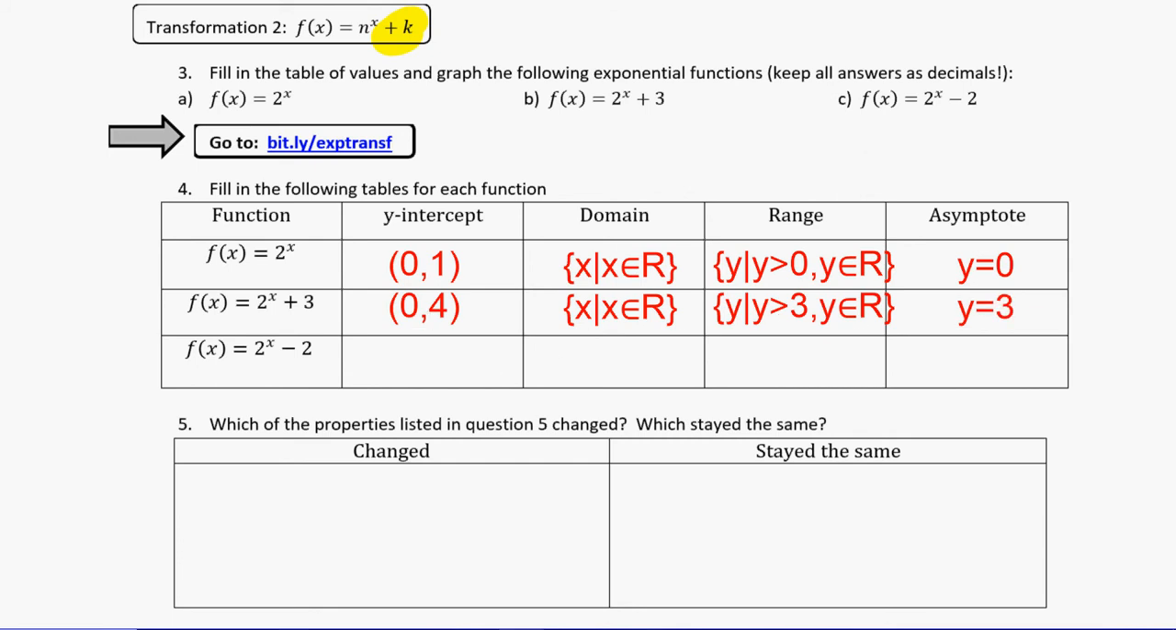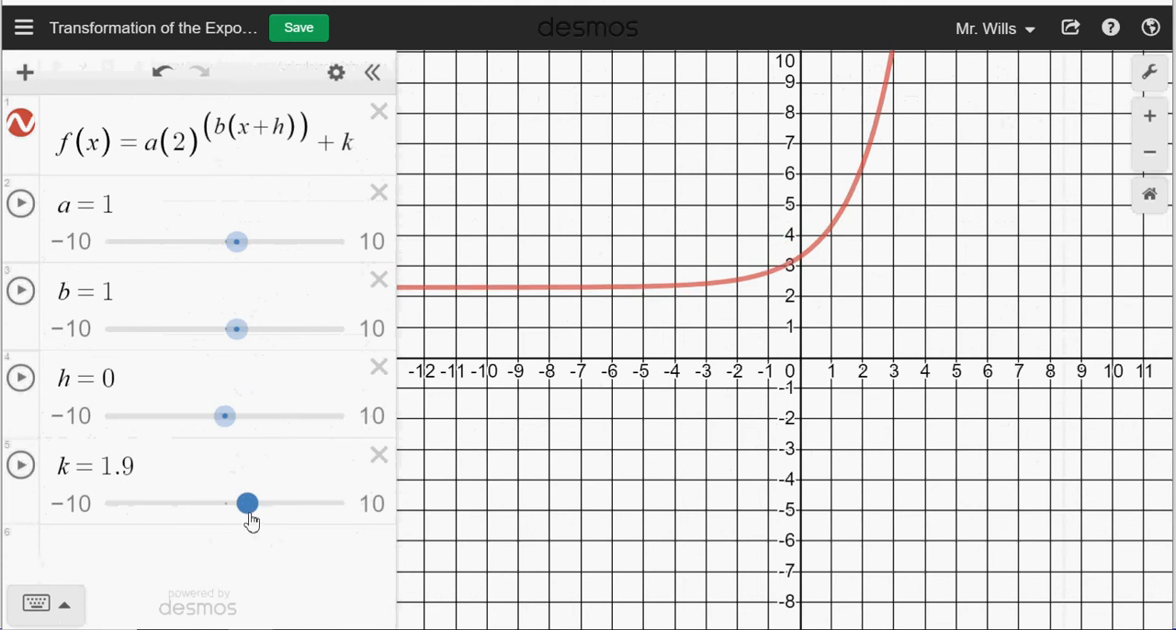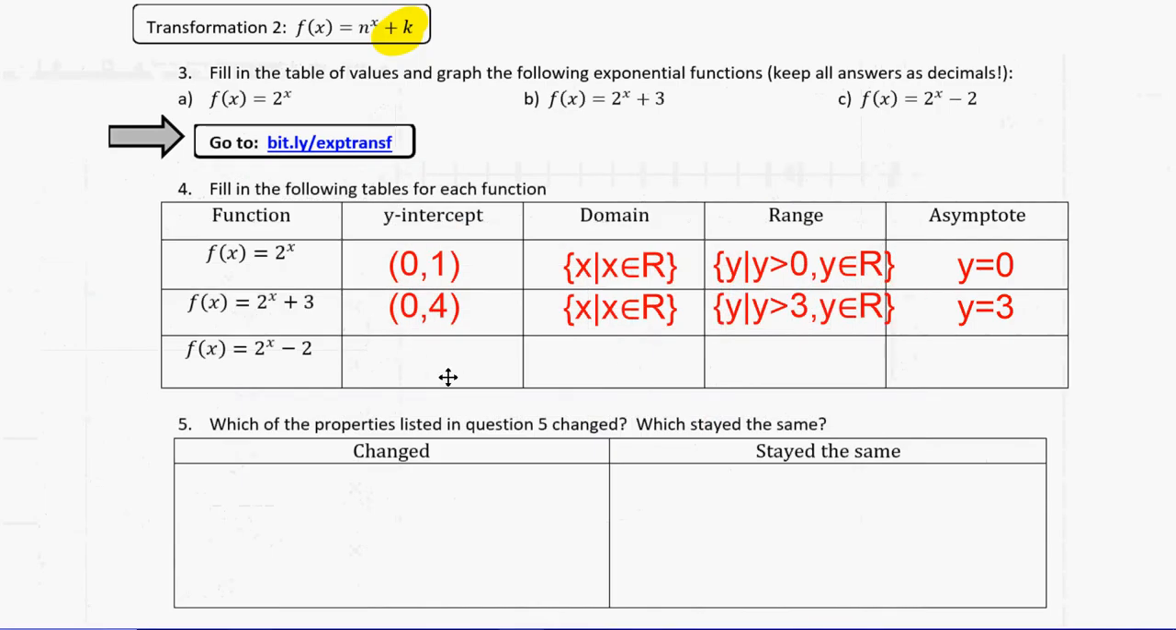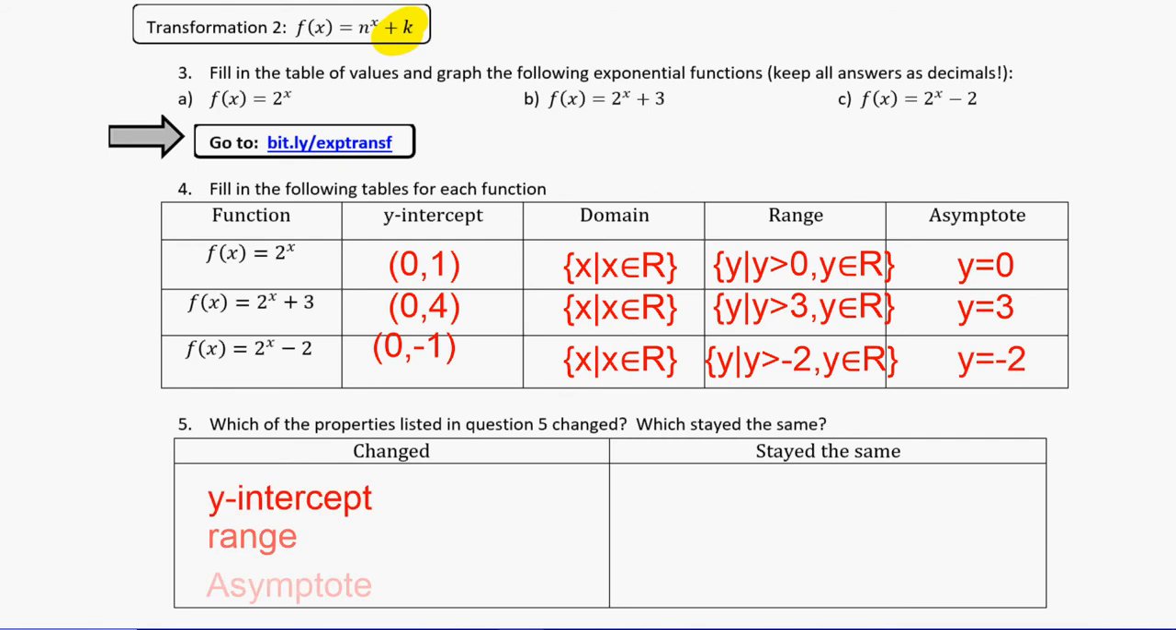And then -2. So shift this guy down. Here we go, down to -2. There we go. So we can see that the y-intercept's changed, the asymptote's changed, and the range has changed. So record this. The domain doesn't change, of course, but the range changes and the asymptote changes. So what has changed? These three. What has stayed the same? Our domain.